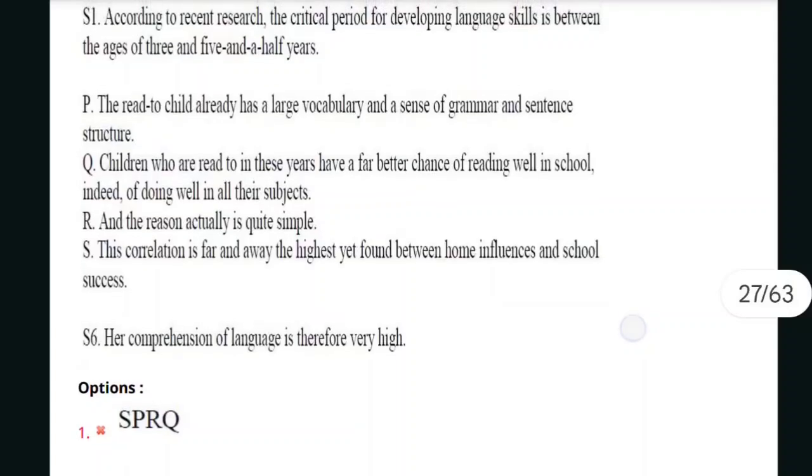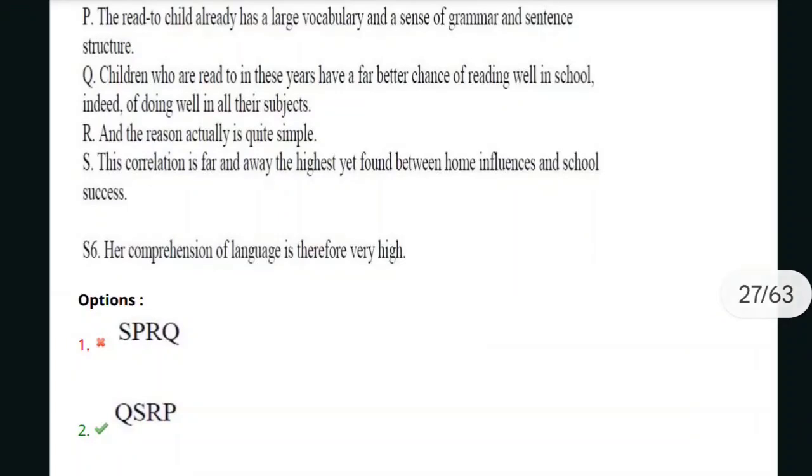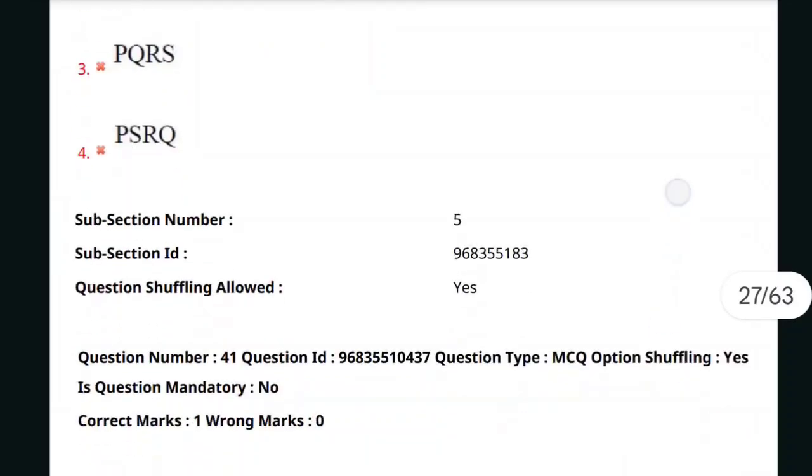Let's look at the correct order of the sentences. According to recent research, the critical period of developing language skills is between the ages of 3 and 5.5 years. Children who are read to in these years have a far better chance of reading well in school, indeed, of doing well in all their subjects. This correlation is far and away the highest yet found between home influences and school success. And the reason actually is quite simple. The read to child already has a large vocabulary and a sense of grammar and sentence structure. Her comprehension of language is therefore very high. So the correct order of the sentences here is QSRP. So the correct answer here is QSRP. Let's move towards the next question.